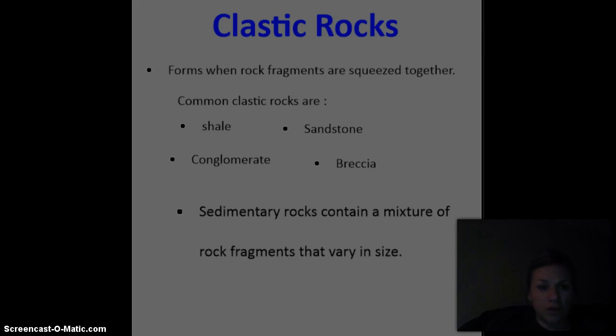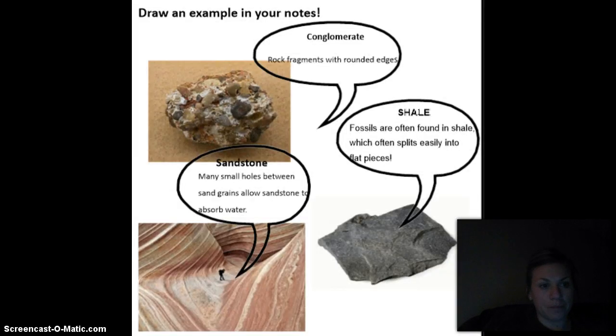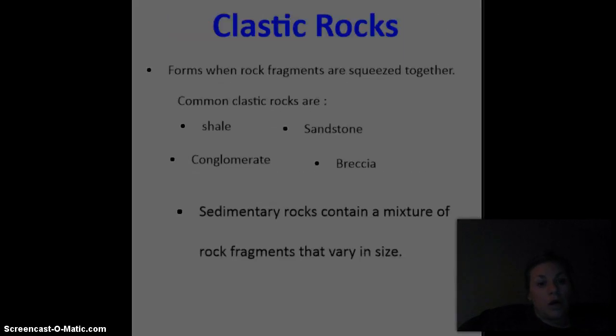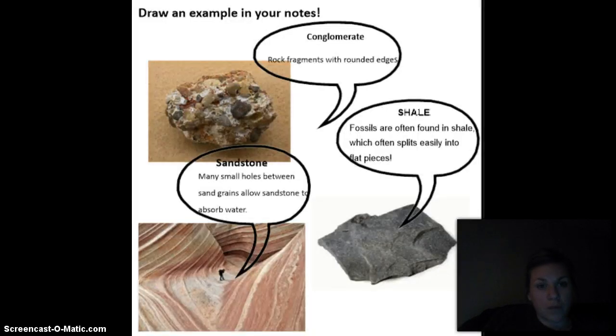Shale is a little bit different. You're going to see different pieces of that. Sandstone, you're going to see totally different colors and bands running across it. And breccia, we'll talk about later. I don't really have any good examples of those, but those are pretty identifiable clastic types of rocks. So I would draw these in your notes. Give yourself an example of kind of what they look like.